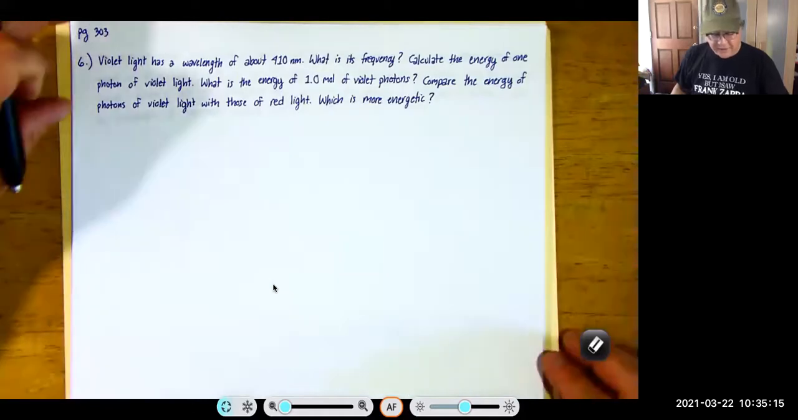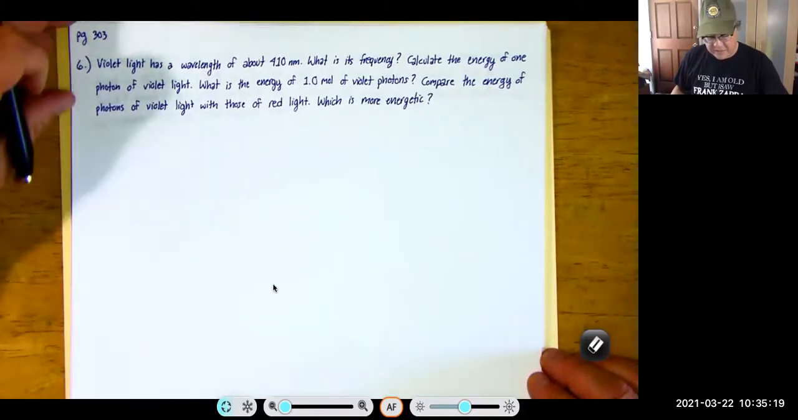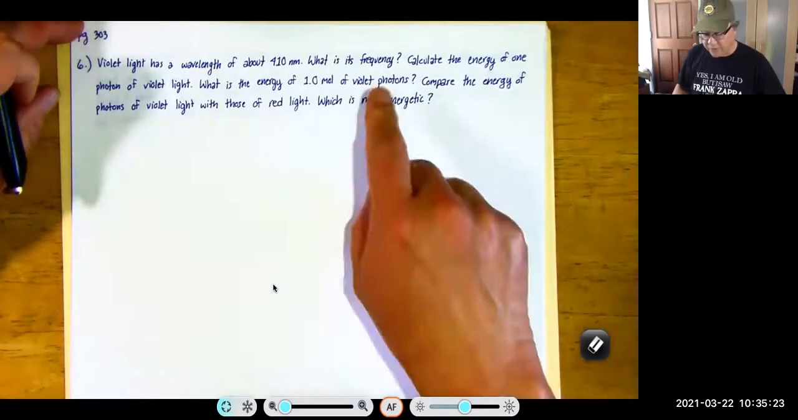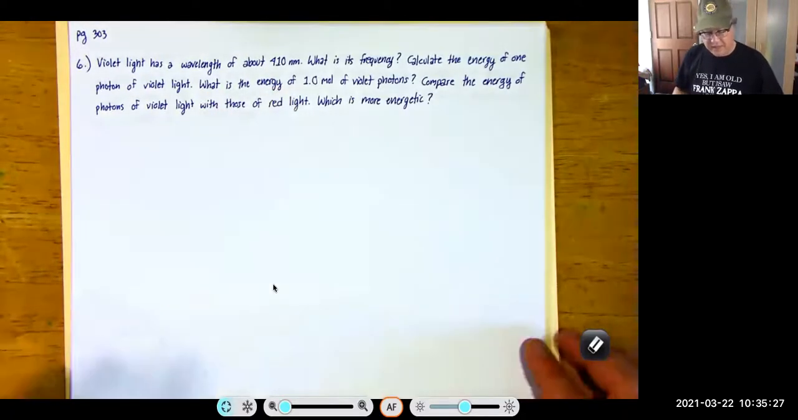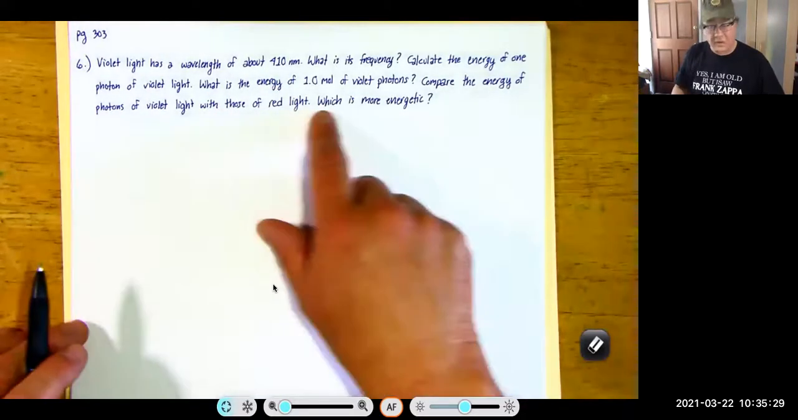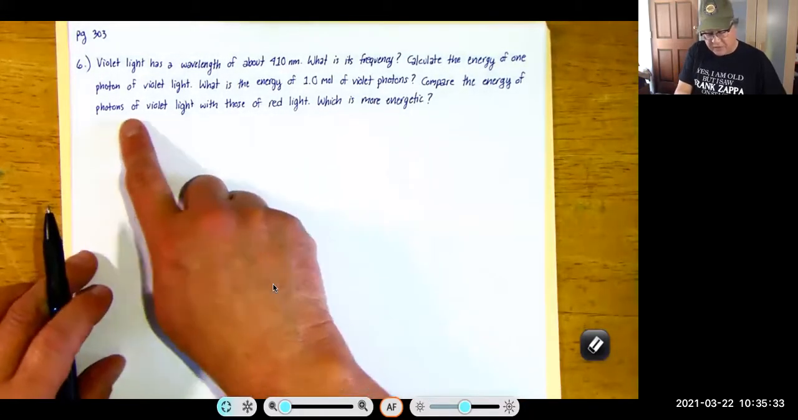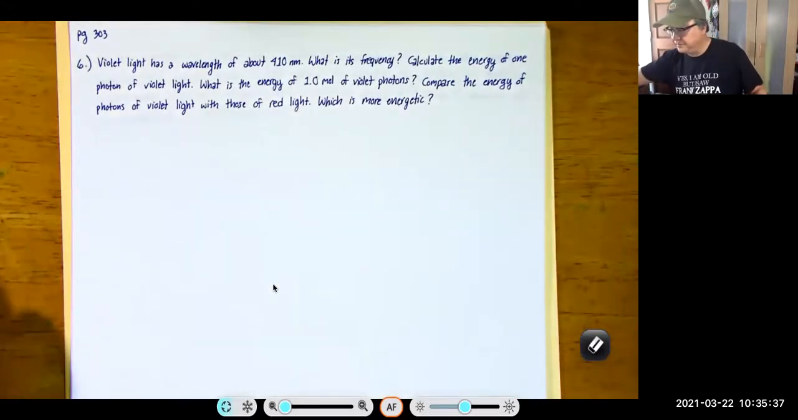Okay, 6. Violet white light has a wavelength of about 410 nanometers. What is its frequency? Calculate the energy of 1 photon of violet light. What is the energy of 1 mole of violet photons? And compare the energy of photons of violet light with those of red light. Which is more energetic? Okay, so let me get a fresh piece of paper here.